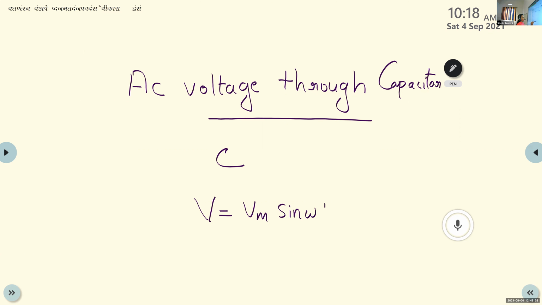So the same alternating source of EMF, V is equal to Vm sin omega t, that we used in all these three cases, that is in the case of resistor, inductor and capacitor. The variation takes place only in the current generated in these electrical components. Here we consider a capacitor with a capacitance C connected to an alternating source of EMF, V is equal to Vm sin omega t.